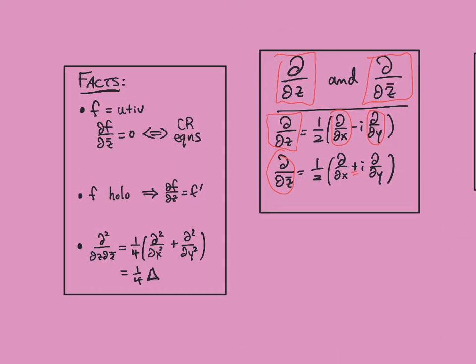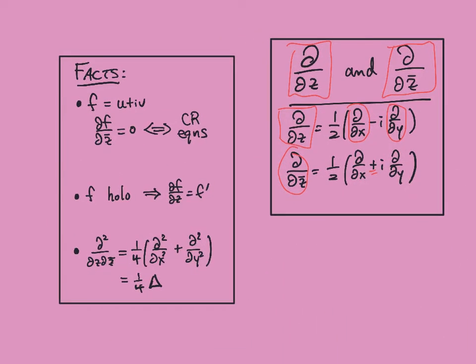So here are some basic facts about these operations. If we write f as u plus iv, then df/dz bar equals 0 if and only if the Cauchy-Riemann equations hold. And that's just by writing everything out. So here are some of the details.